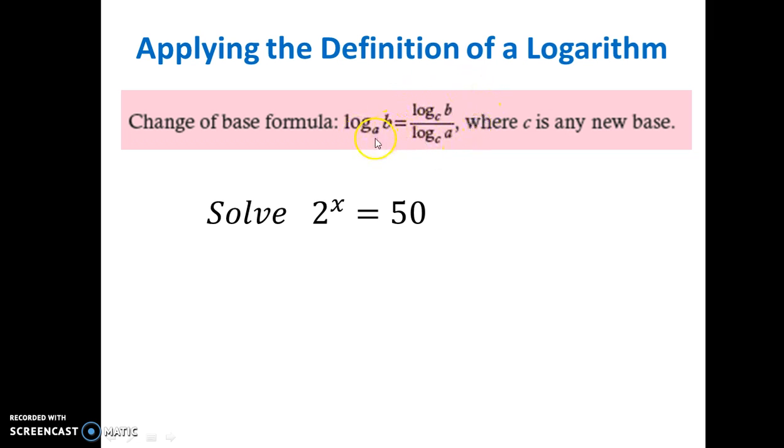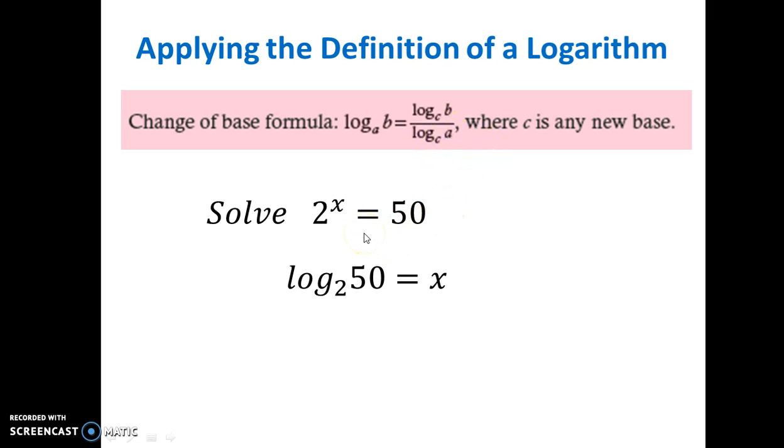How the change of base formula works is when we have a log of some base and we want to change that base to some other base. Notice the base has changed to c here from a. Then we create a fraction of logs with this number being the top one that log is taken of, and this number here being on the bottom where log is taken of that. Let's see how that is applied.